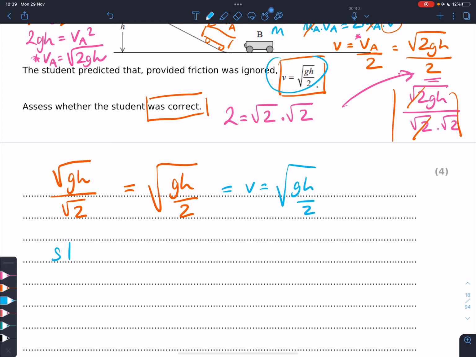So the student is correct. It's probably important to say that. Student is correct. The new velocity is equal to root gh over 2. Right, question done.